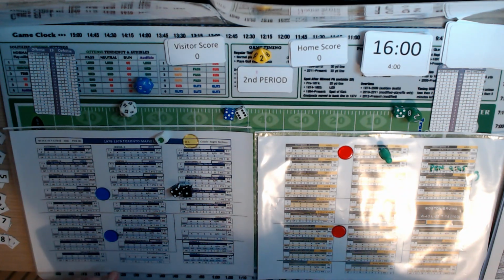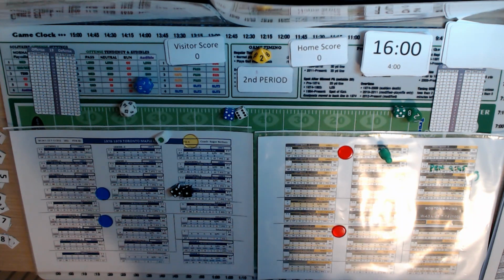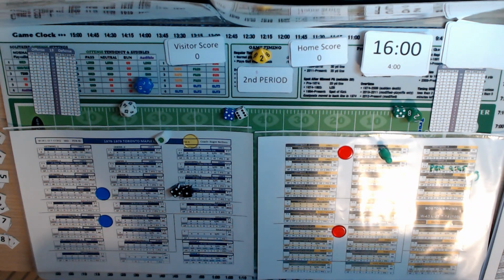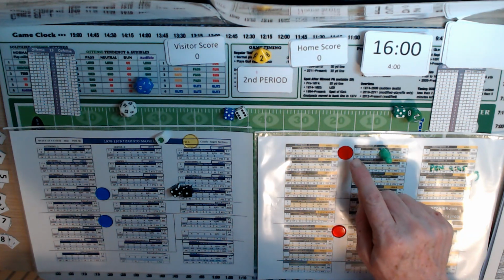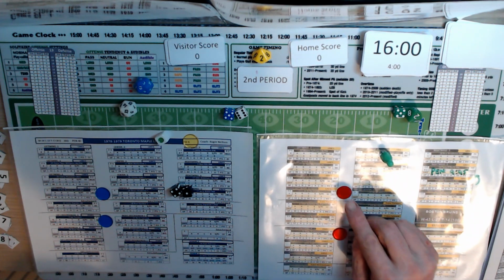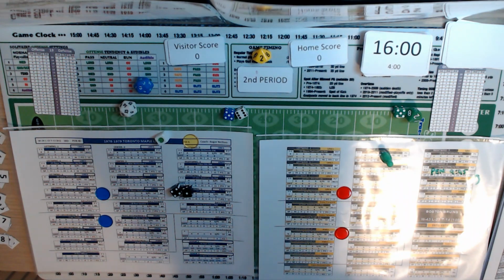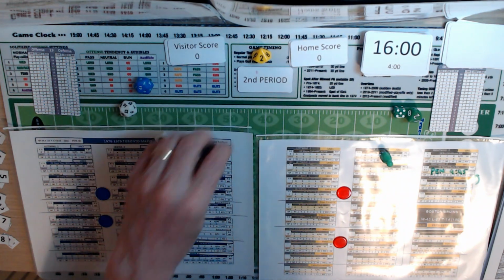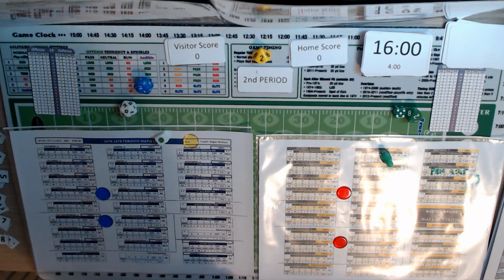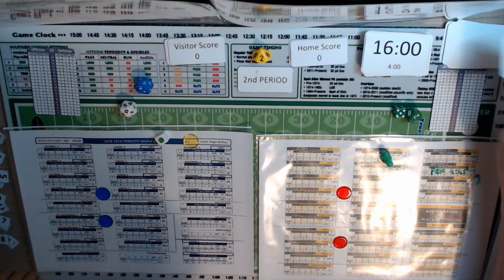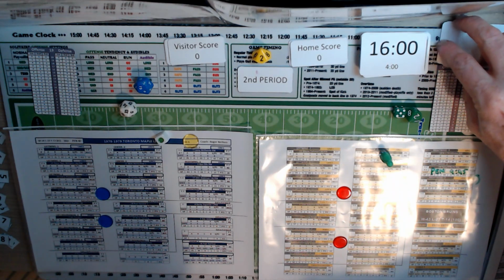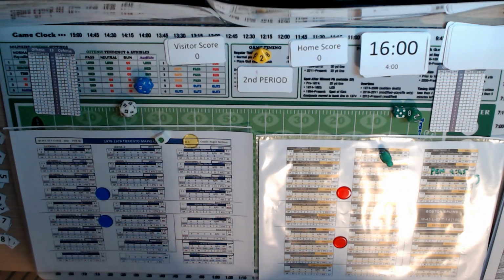Line 4, defense 1. Line 4, defense 1. So defense 1, sorry, defense 2. So we have a +3 on this. There isn't a face-off, is there? No, there isn't a face-off, so it's +2 to them.